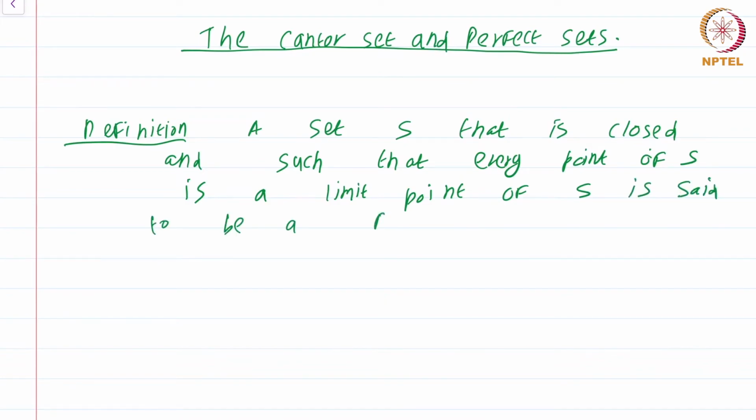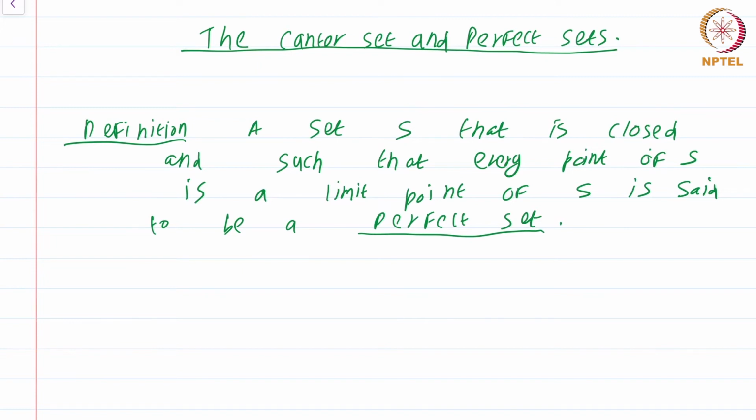Now, I would say that this is not the perfect choice of terminology. Mathematicians, if not anything, are never known for creative naming of things. So I do not know why these are called perfect sets, but this is what we have been handed down by our ancestors.